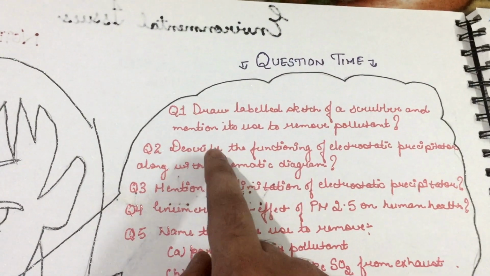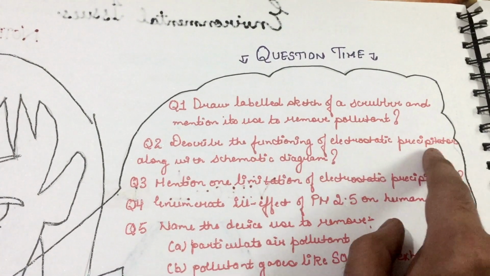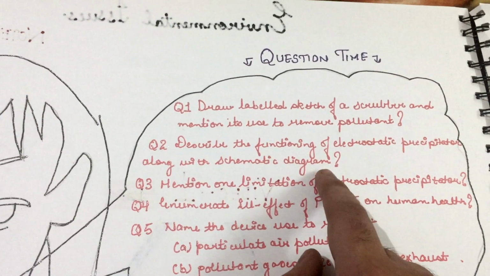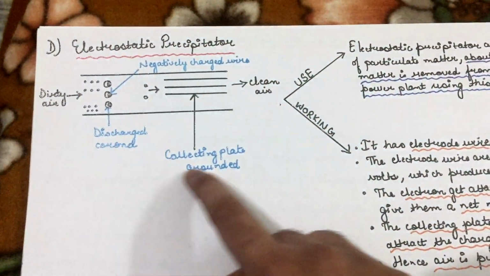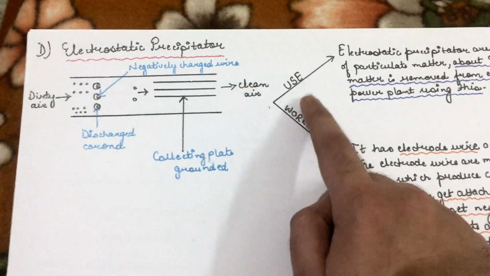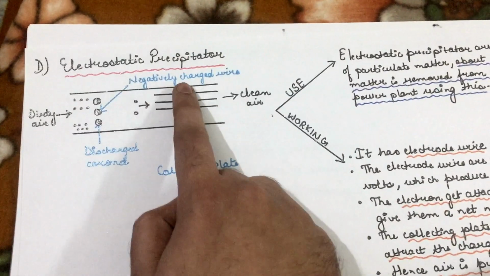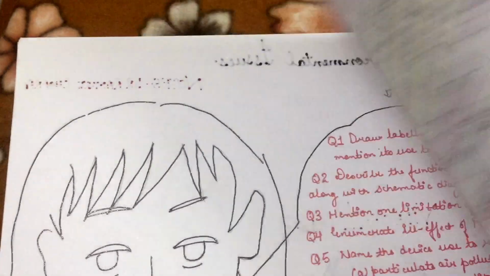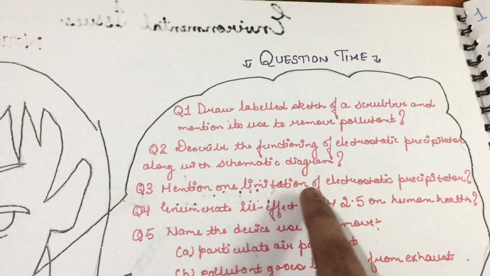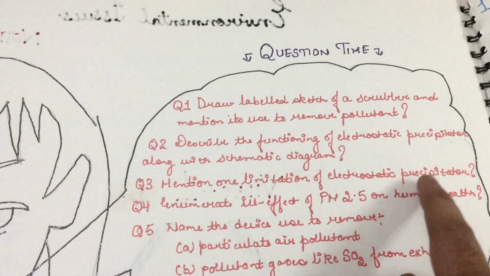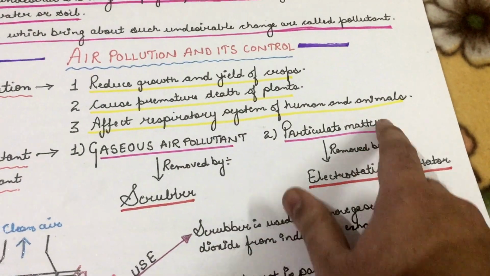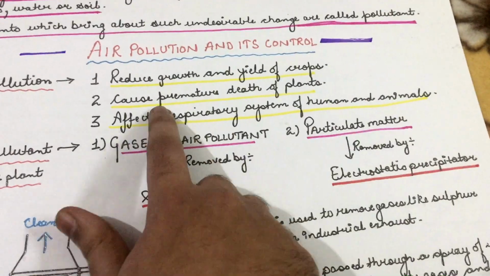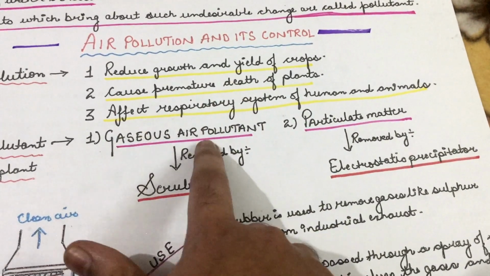The next question is: describe the function of the electrostatic precipitator along with a schematic diagram. So we have to draw the diagram of the electrostatic precipitator and write its working and use. It is used to remove particulate air pollutants. Now mention one limitation of the electrostatic precipitator. The limitation is that it can be used only to remove particulate air pollutants. It cannot be used to remove gaseous air pollutants.